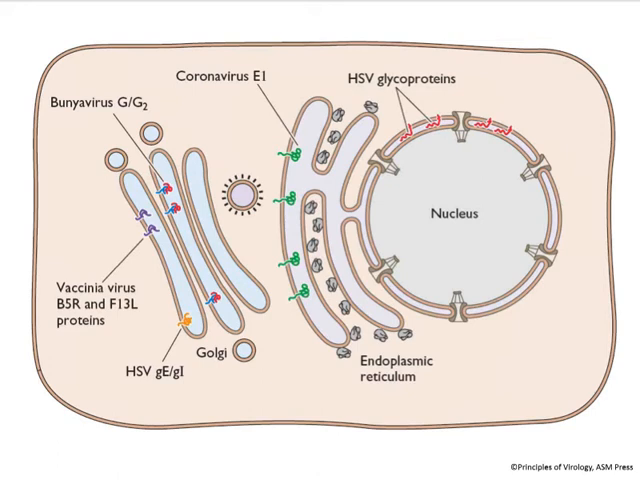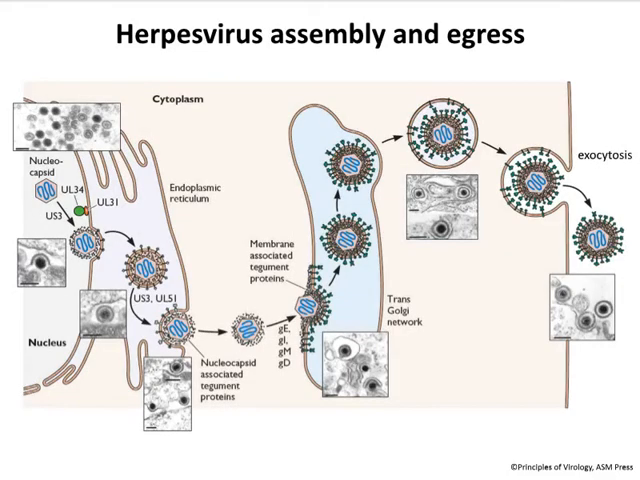If you bud from any of these internal membranes, then you have to figure out a way to get to the cell surface. Typically, you need to have some form of exocytosis. So let's take a look at this. Here is the most extreme example. This is herpes virus. The capsids assemble in the nucleus.